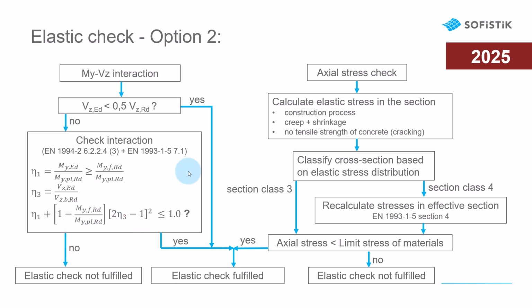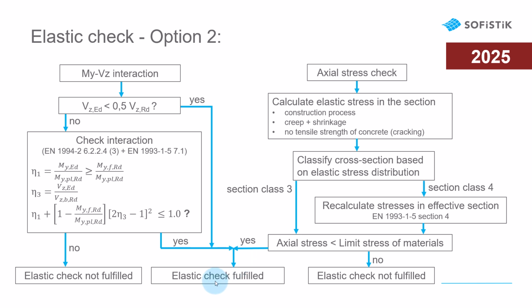The second part of the concept is the check of axial stresses. Here, first, the elastic stresses are calculated as previously, and then the cross-section is classified. For sections of class 3, the axial stress check can be directly done with the available stresses. For sections of class 4, the stresses are recalculated using the effective cross-section to consider local buckling effects. Then the check is done in the same way. And if both the axial stress check and the bending-shear interaction are okay, then the elastic check is fulfilled.